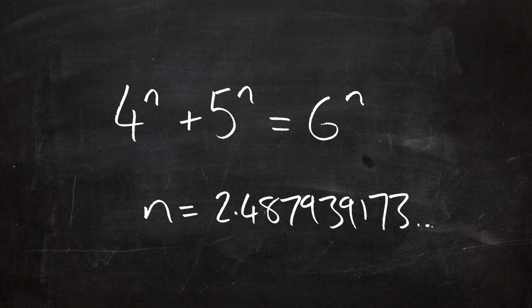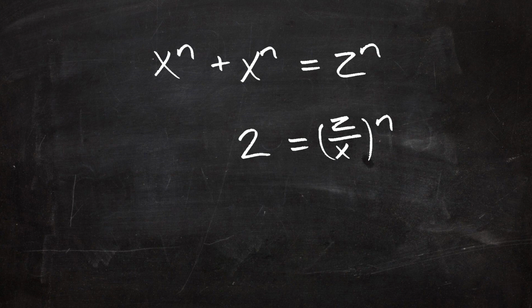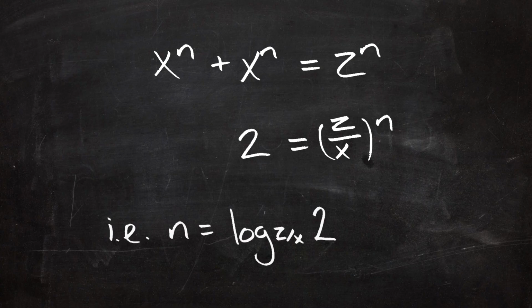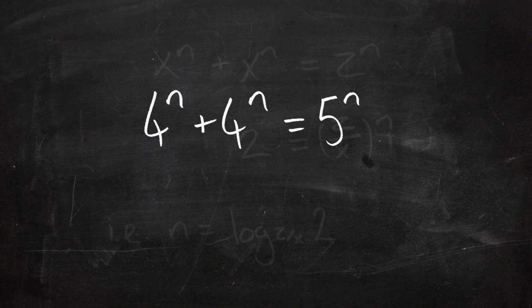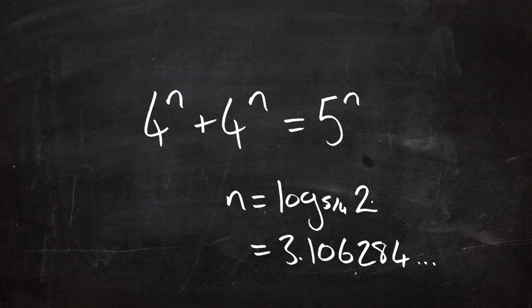So how about this? Let's look at this equation, x to the n plus x to the n equals z to the n. Well, if we divide through now by x to the n, we would have 2 equals z over x to the power n, and then n is the logarithm to the base z over x of 2. So if we take an actual example of this, let's take 4 to the n plus 4 to the n equals 5 to the n, then we can solve this for n. N would be the logarithm to the base 5 quarters of 2, which is equal to 3.106 and some stuff.